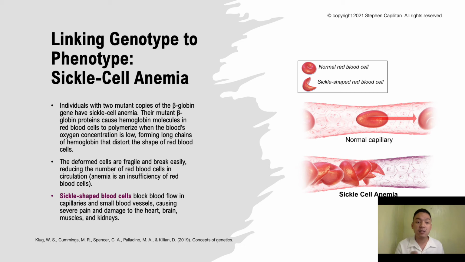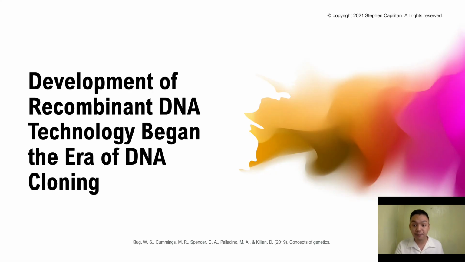They reduce the number of red blood cells in your circulation, and it will lead to a deficiency we call anemia, insufficient red blood cells. They also block or obstruct the blood flow in the capillaries and very small blood vessels, causing severe pain and damage to your heart, brain, muscles, and kidneys.